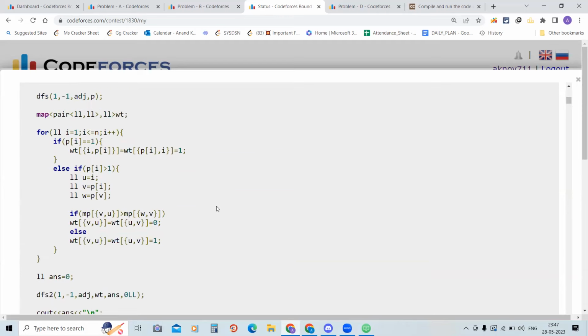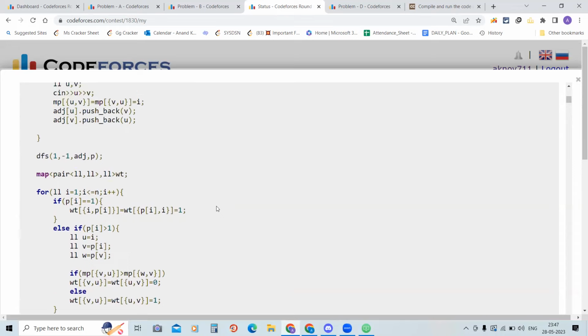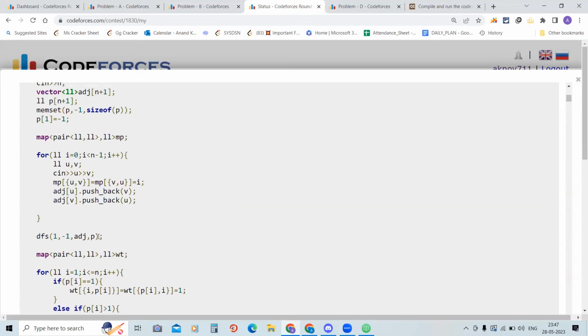What was the case for the first DFS? For what are we running that first DFS? We are running the first DFS to basically find the parent of each node.